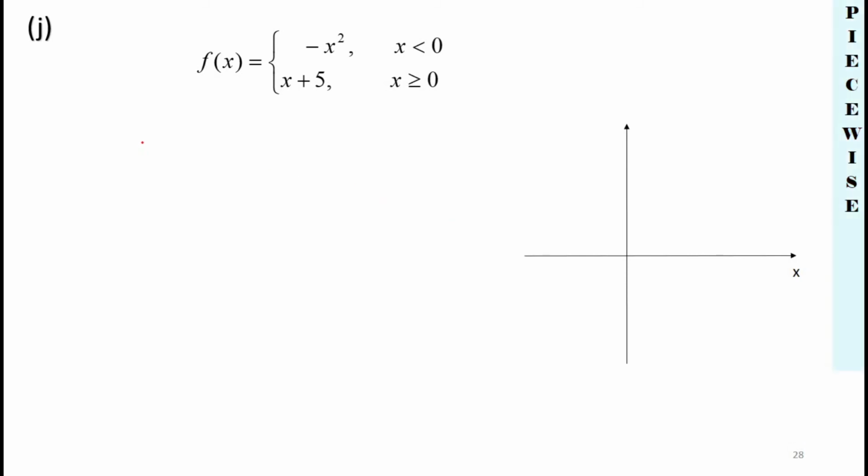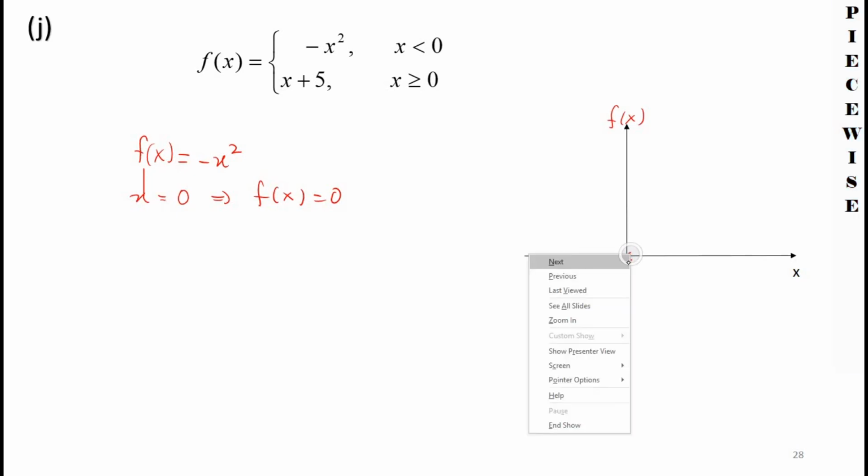So for f(x) equal to negative x squared, when x is equal to 0, you get f(x) is also equal to 0. So this is x, this is the f of x. So you have the point (0, 0). So this is the point. Okay, but because here we don't have the equal sign, this one should be an empty circle.